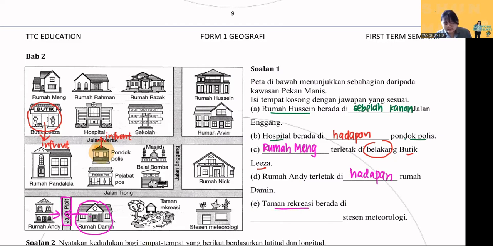Now here. Taman Rekreasi berada di mana Metrology? Metrology is here. The road is where? Jalan is here. So in front is here. Okay. So where is the Taman Rekreasi? Metrology is here, right? The in front, always facing the road. So if this is in front, mana Taman Rekreasi? Tepi, which side? Kiri, yes, sebelah kiri.